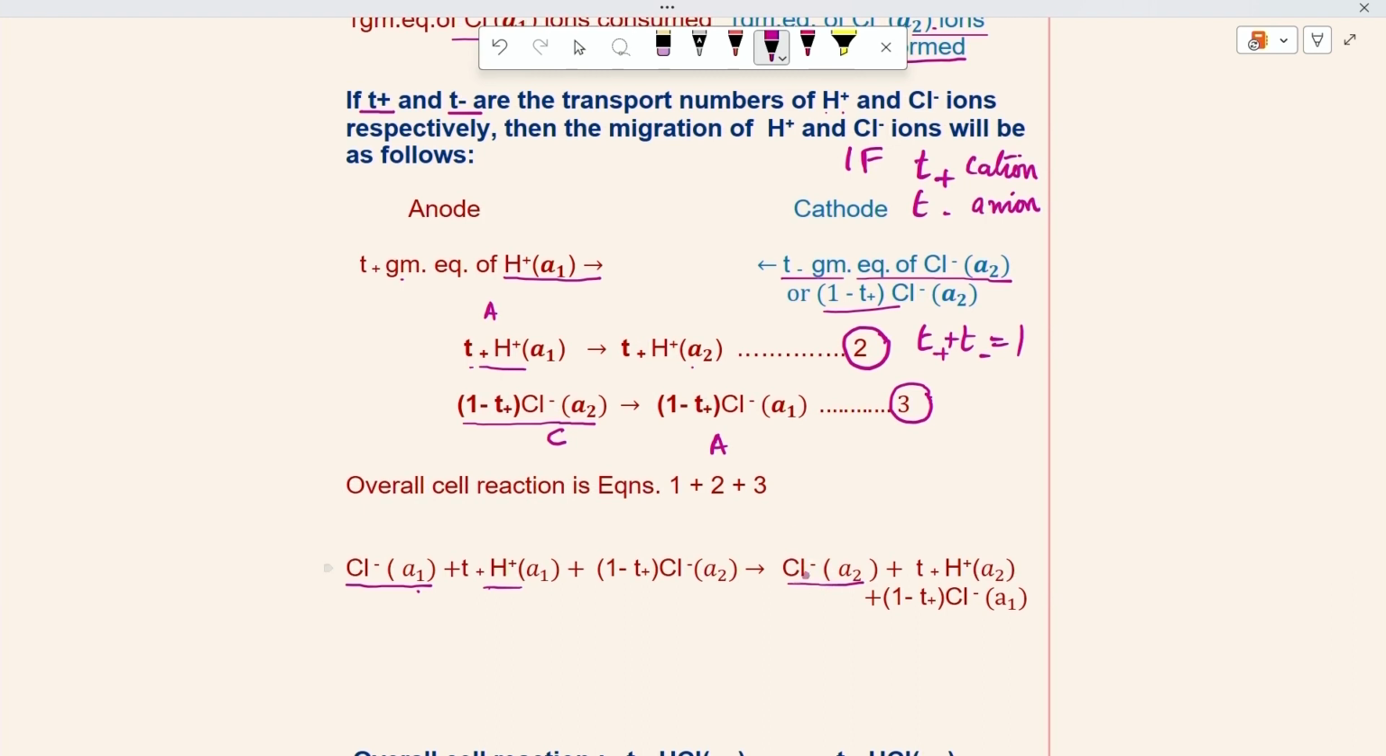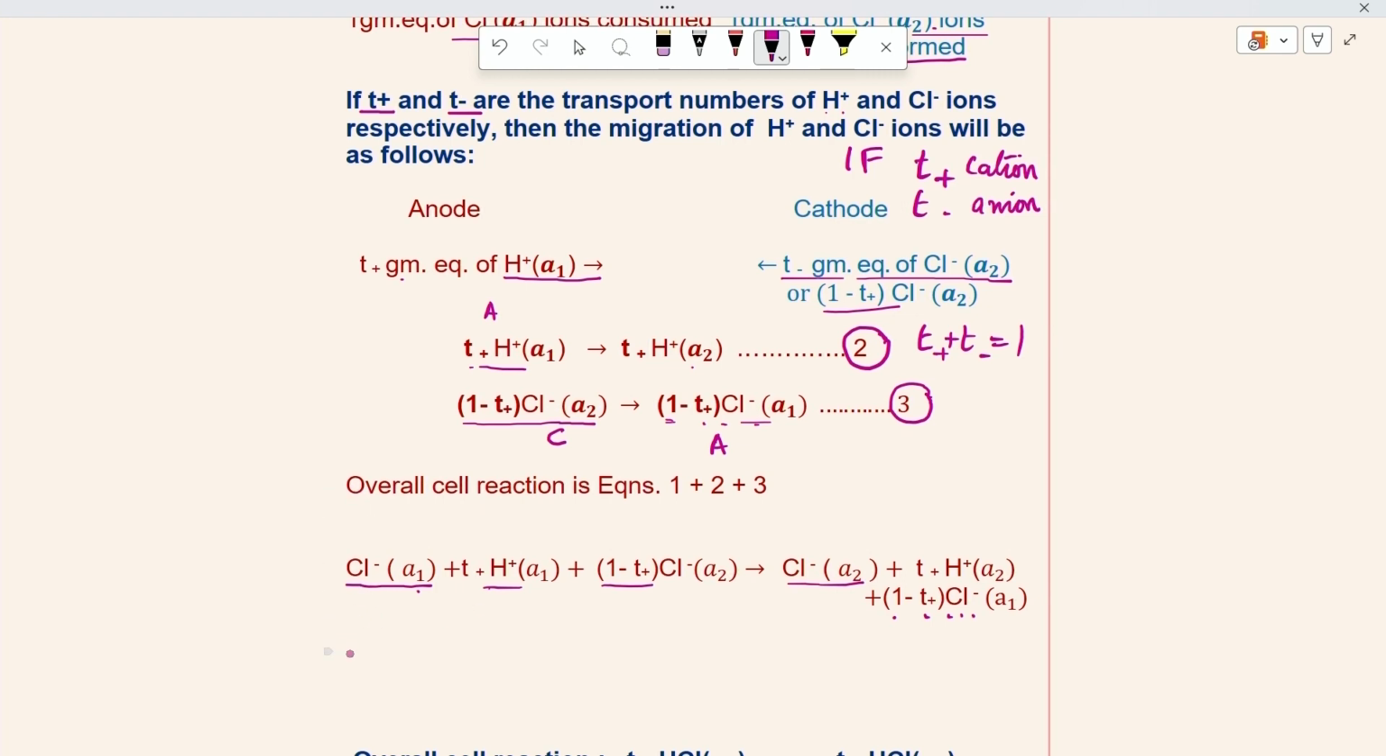In this cell it was chloride ions of activity 2, which is already written here. Then comes t+ of H+ of activity 2 plus (1 − t+) of Cl− of activity 1. So, all these are taken together. Now, what I am going to do is expand this expression because of the brackets, and then solve it.